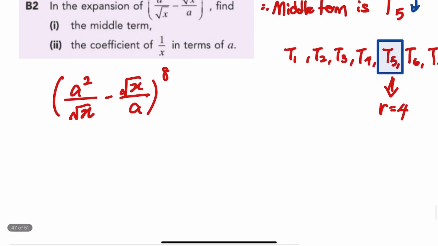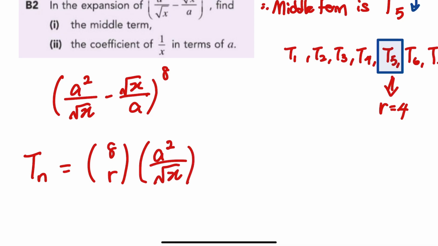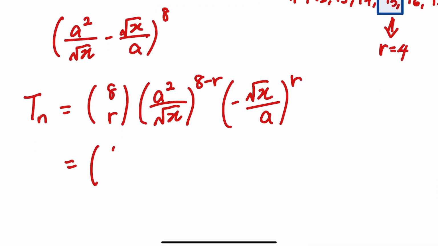Let's first find a general term. T general term is simply equal to, based on your general formula, 8 choose r, times a squared over square root x, the whole thing to the power 8 minus r, times negative square root x over a, the whole thing to the power r. So let's simplify this step by step so you don't get confused.